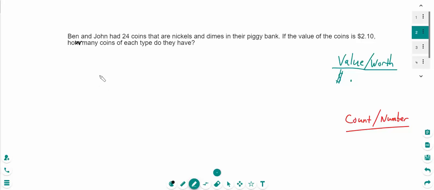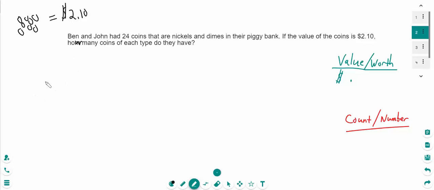We just have to picture in our mind a piggy bank, and Ben and John have a bunch of coins in that piggy bank, and those coins are all nickels and dimes. We don't have any quarters or pennies in there. They count it all up, and they find out that if we add all this money up, the value of the money turns out to be $2.10. That's the value of all these coins that they have.